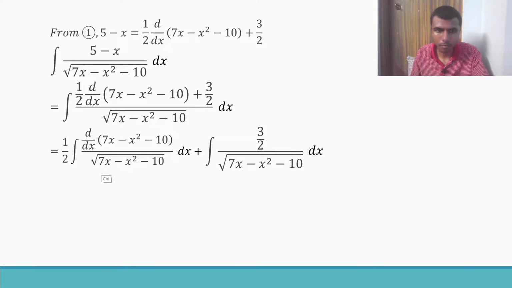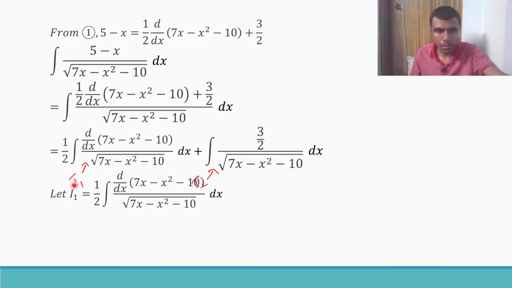Now this is I1, this is I2. Okay, now let I1 be equal to this. I'll erase this, it's coming in the way. As I mentioned, take the first integral as I1, second integral as I2. I1 is this half into integral d by dx of that by under root of this.